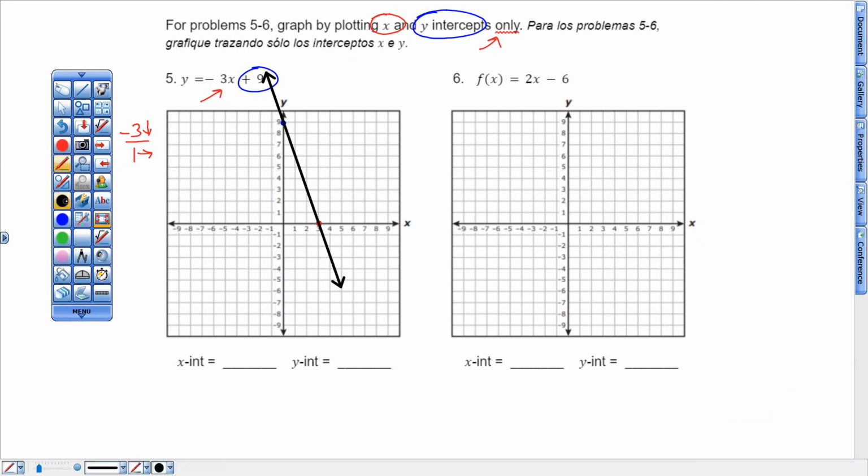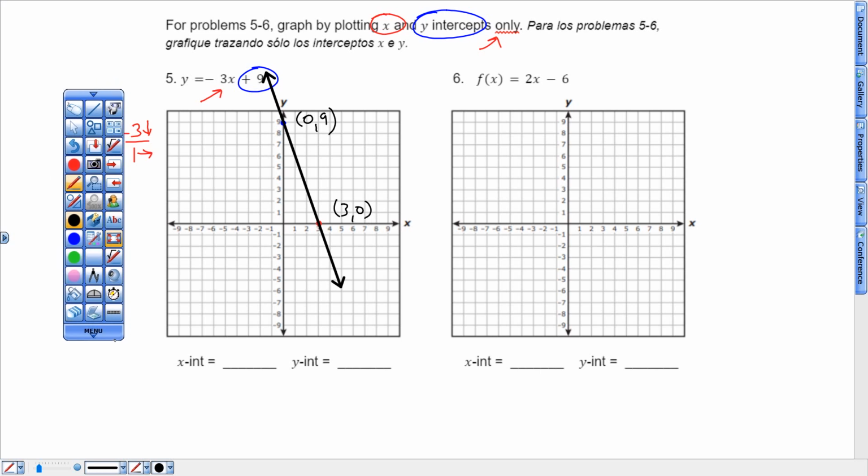All my intercepts. This one, x is 0, so it's 0, 9. This one has y is 0. This is 3, 0. All right, next one. So my y-intercept would be 0, 9. My x-intercept would be 3, 0. Knowing what those actual coordinates are, for the x-intercept, the y number is always 0. For the y-intercept, the x number is always 0.